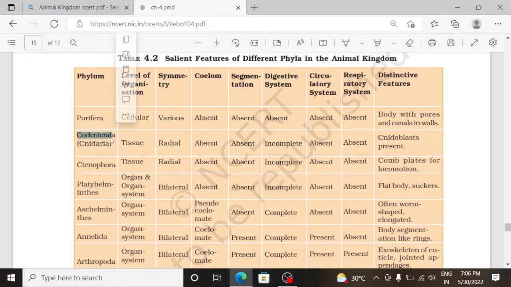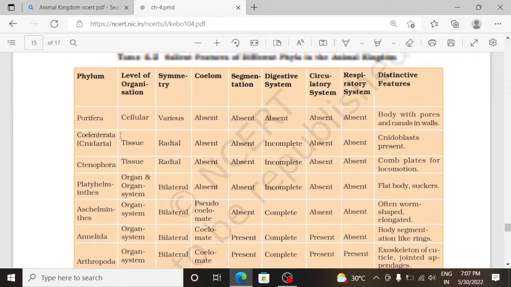Coelenterata, which is called as Cnidaria, second phylum. Level of organization is tissue. Symmetry is radial. Coelom is absent. Segmentation is absent. Digestive system is incomplete. Circulatory system is absent. Respiratory system is absent. Distinctive feature is cnidoblasts present. Ctenophora, level of organization is tissue. Symmetry is radial. Coelom is absent. Segmentation is absent. Digestive system is incomplete. Circulatory system is absent. Respiratory system is absent. Distinctive feature is comb plates for locomotion.